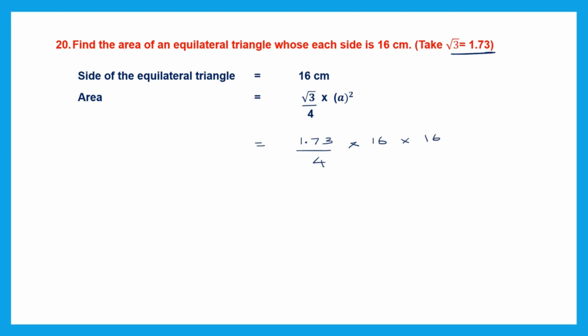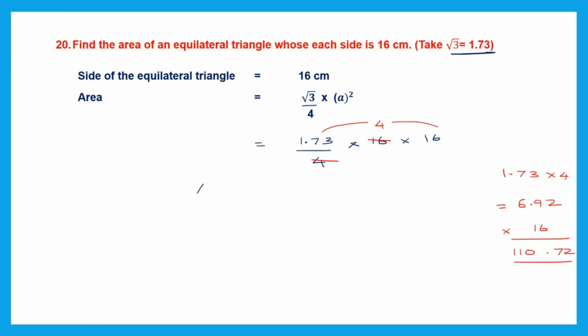Now cancel what you can. So here we can cancel 4 and 16. 4 fours are 16. Now all we have to do is multiply these three numbers. First, when you multiply 1.73 into 4, ignoring the point, remember, first you multiply and then put back the point, you get 6.92. Now again, when you multiply this into 16, you get 110.72. Follow all the rules of multiplication of decimals. Ignore the point first and multiply, and then count the number of decimal places and put back the point.